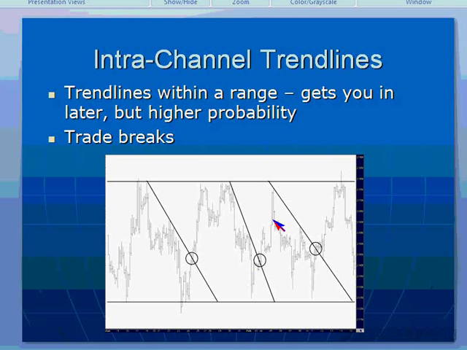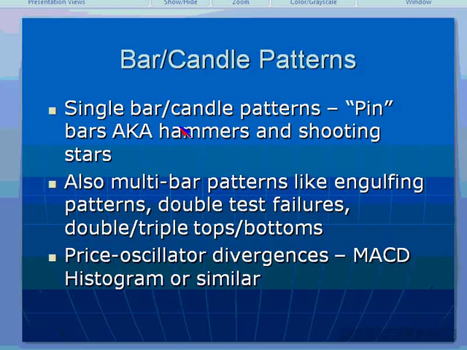Pin bars, also known as hammers and shooting stars. Also, you could use multi-bar patterns like engulfing patterns, etc., that could tell you that perhaps there will be a turn near support or a turn near resistance. And as I mentioned, the price oscillator divergences. You could use MACD, MACD histogram, slow stochastics, what have you. And once again, these are the bar candle patterns.